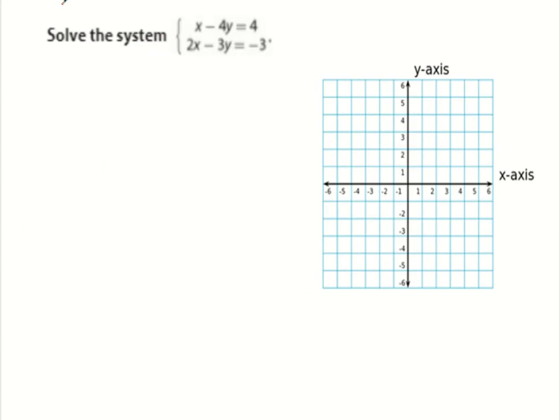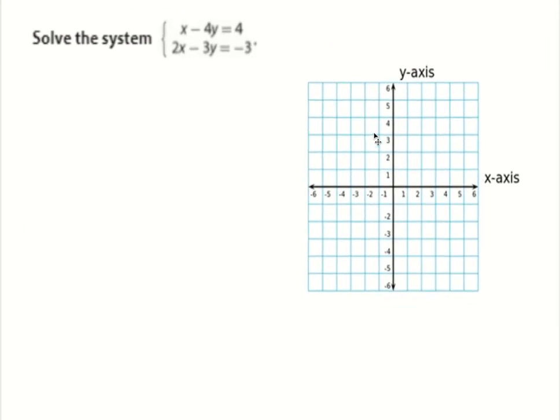Let's look at another example here. I'm not going to bother with graphing this one. I just want to focus on solving it algebraically by using substitution. Because here I have to convert both of these to slope-intercept form to graph it, and that's a lot of work, so I don't want to do that.